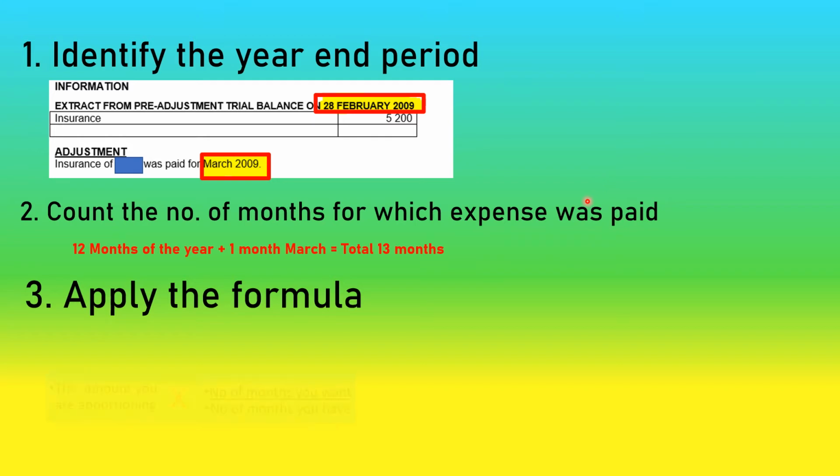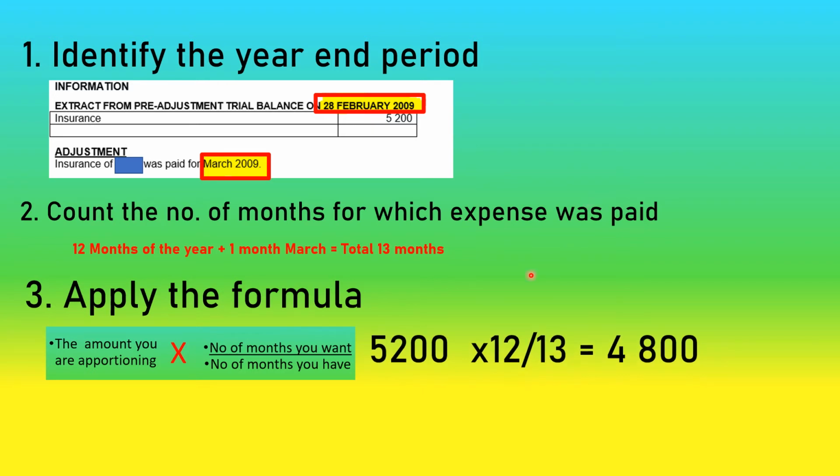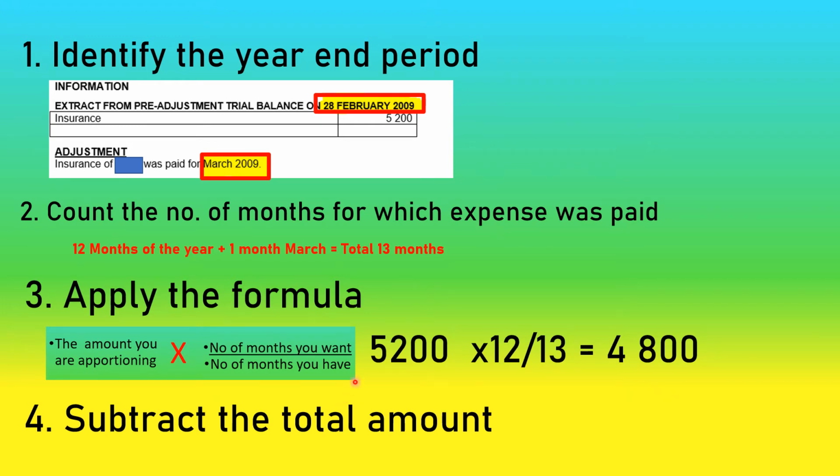Step number 3, let's apply the formula. Remember, it's what you want over what you have. So the amount we are apportioning is 5,200. What do we want? We want only 12 months of expenses. What do we have? We've got 13 months of expenses. Remember, we've calculated 13 here. That equals 4,800. That is the amount that should be for 12 months. So what is the portion of the prepaid expenses? To calculate that, you would just take 5,200 minus the 4,800. The balance of 400 is what should be going into your prepaid expense account.